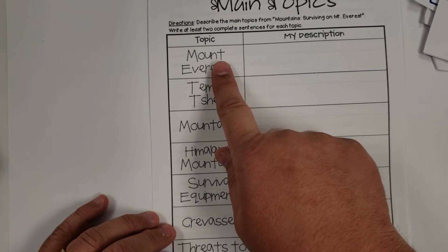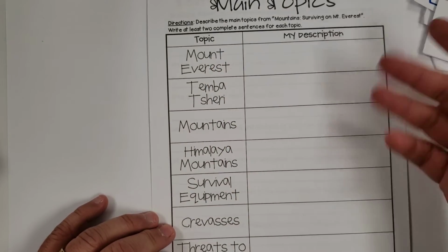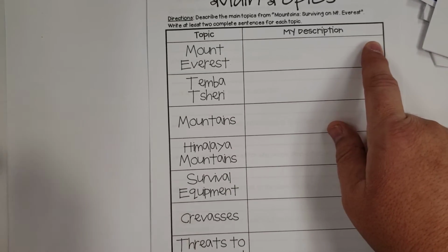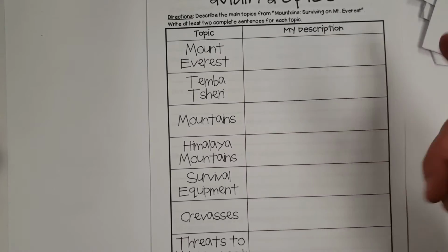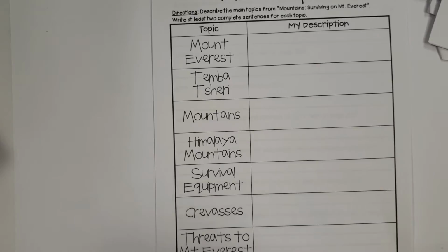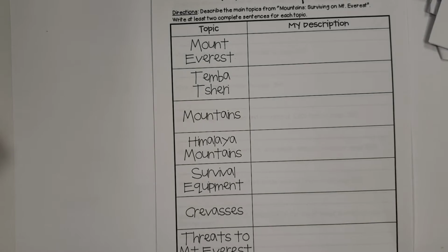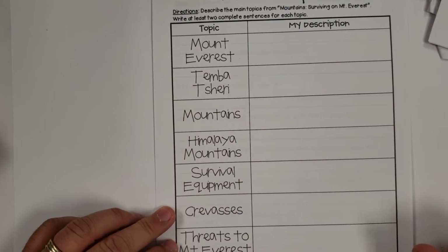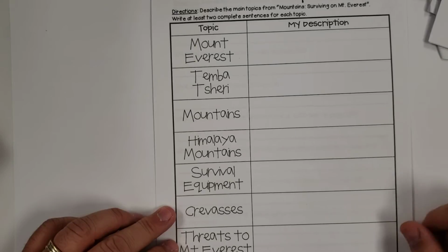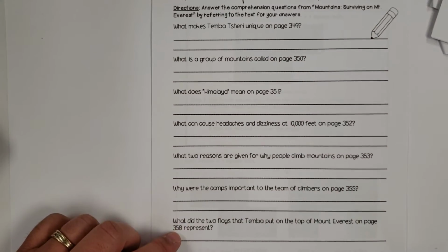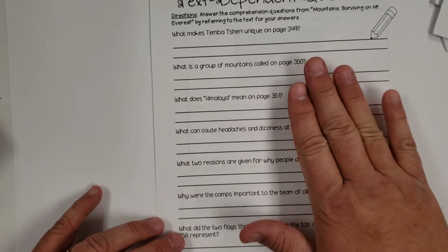When we talk about Mount Everest, what are at least two things you can tell me about it? You could say Mount Everest is the tallest mountain range in the world. It is, and then tell me how tall it is. Any of that information would be absolutely fine with me. Okay, so that's what we have here. When you're done with this, do not get too comfortable because I have one more small thing for you, and that is the text-dependent questions.